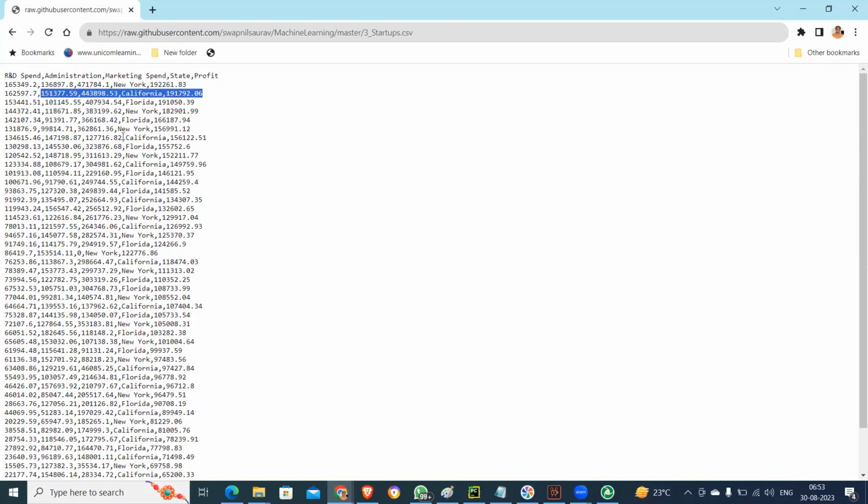Actually, I'll also show you how you can see the output itself. But now we know the first column is Florida, second column is New York, third is R&D spend, fourth is admin spend, and fifth is marketing spend.